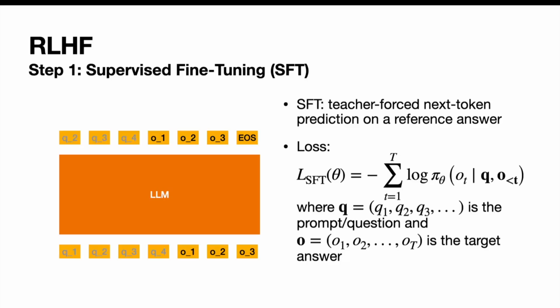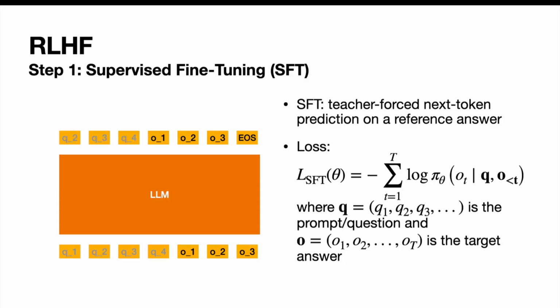Suppose Q is the prompt and O is the target answer. We concatenate the tokens from Q and O and feed the full sequence into the language model. At each position, the model predicts the next token. So the target sequence is basically the input sequence shifted by one token. This shifted setup is exactly what teacher forcing means.